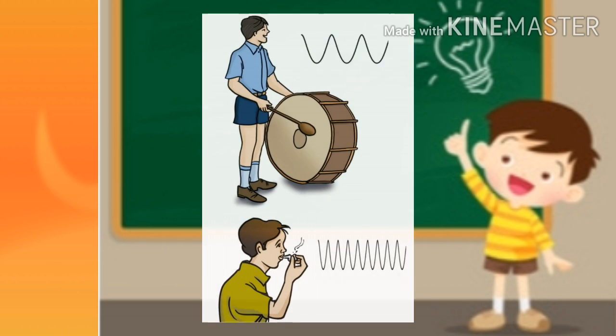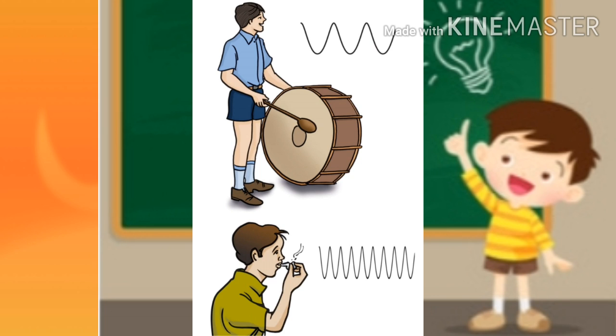As you can compare here, the boy who is using the drum, right? The sound will be very loud. If you see the next figure here, the boy is whistling, right? The sound of the whistling will be less loud as compared to the sound of the drum. So if the frequency of vibration is lower, we say that sound has a lower pitch.